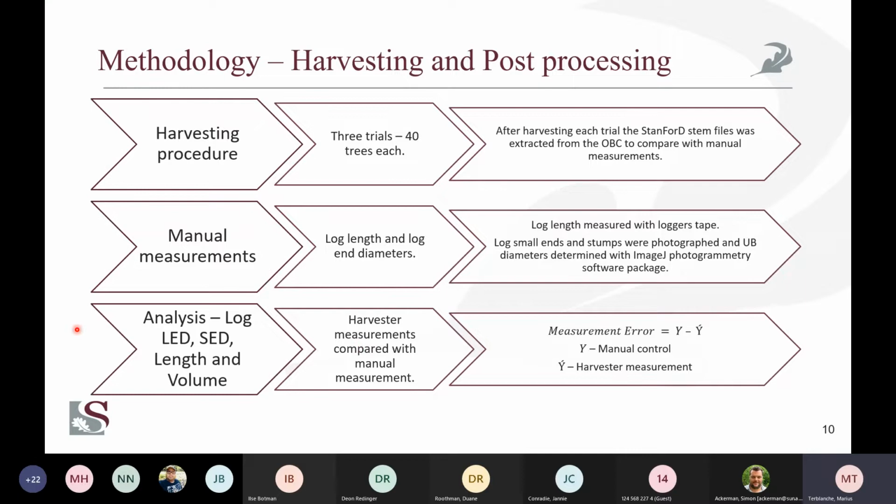We then did photogrammetry analysis through ImageJ on a computer to get very detailed length measurements. On the analysis side of things, we compared the log large end and small end diameters, log length and log volume. So basically, we just calculated the measurement error. You took the manual control measurement and then subtracted the harvester's measurement, and then we analyzed that difference from 0.